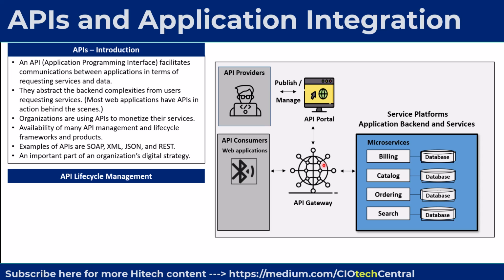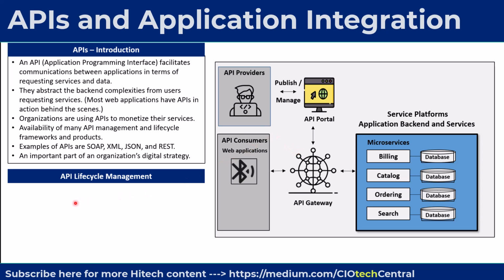Taking a high-level view of this picture, we see API providers, which provide the APIs. We also see the API consumers who use or consume those APIs. And here we see the backend services, which the APIs access to get the relevant data and services and return it to the requesting API consumers.